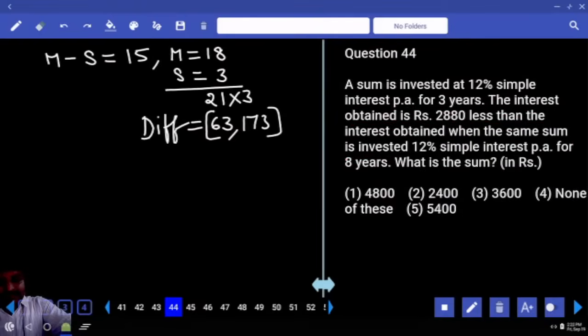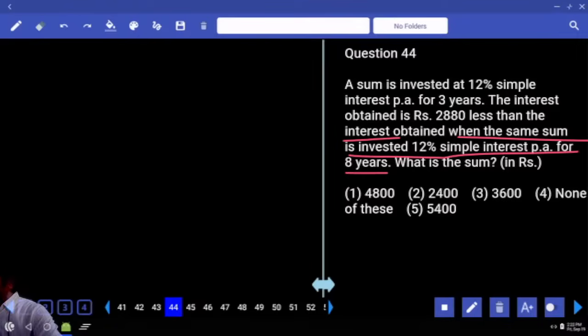A sum is invested at 12% simple interest per annum for 3 years. How much interest are we going to get? 36%. The interest obtained is 2,880 less than the interest obtained when the same sum is invested at 12% per annum simple interest for 8 years. At the rate of 12% for 8 years, how much interest do we get?